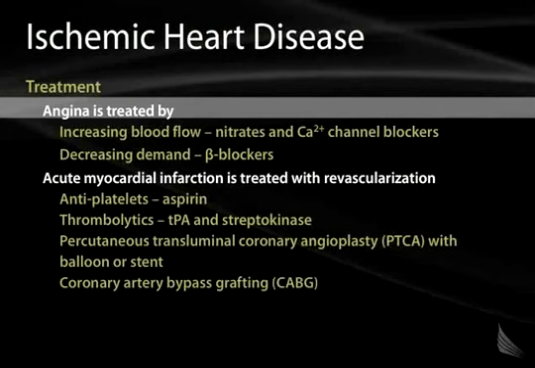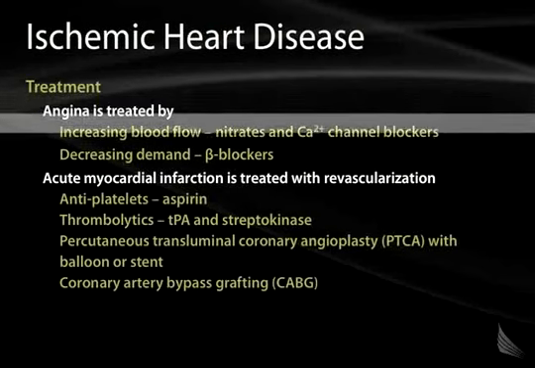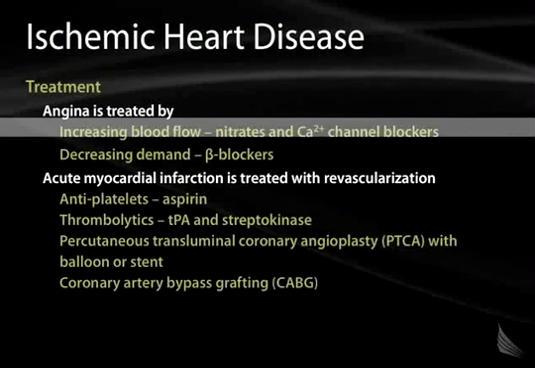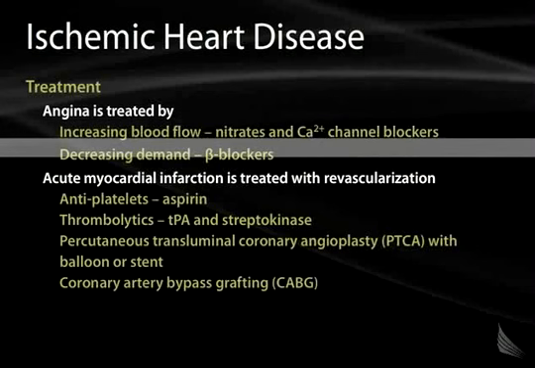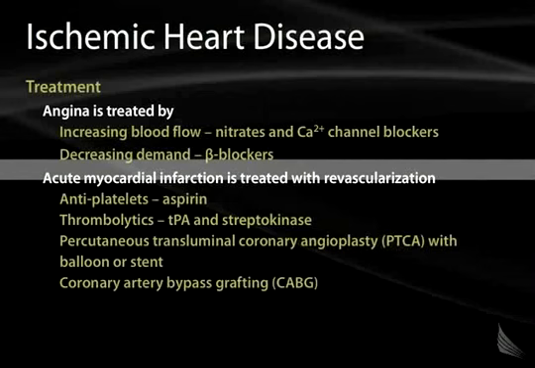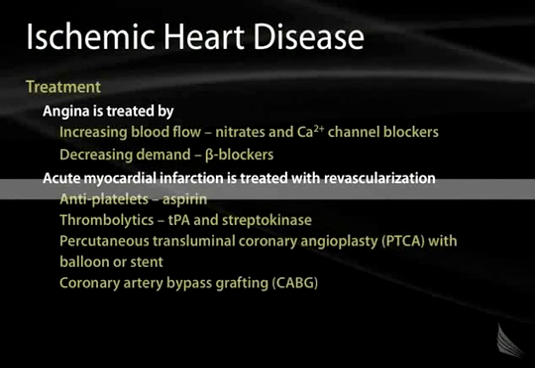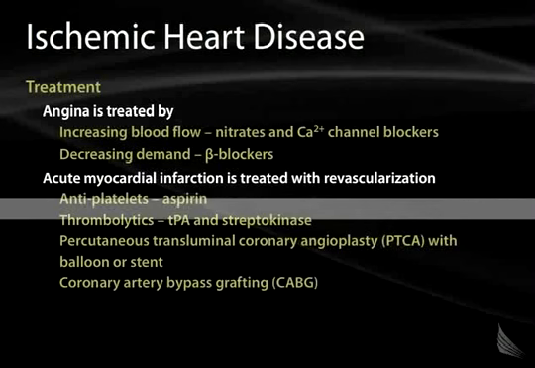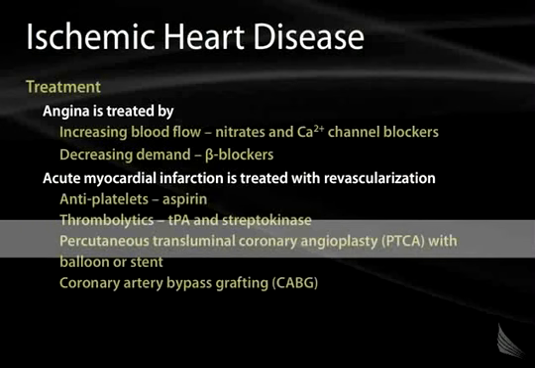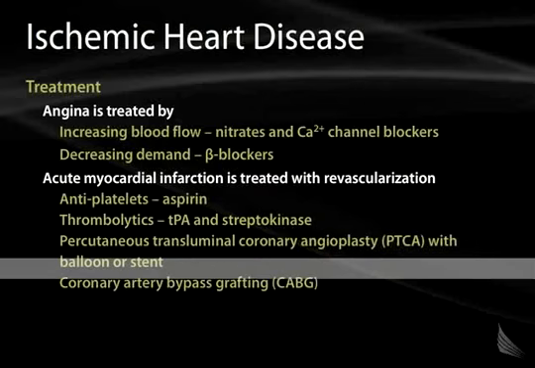Angina is treated by attacking supply and demand. So you increase blood flow with nitrates or calcium channel blockers. You decrease the myocardial oxygen demand with beta blockers. The acute MI is treated with opening up the vessel. You give them antiplatelets such as aspirin, thrombolytics when indicated, such as TPA or streptokinase, or if you're in an institution that provides it, you can do angioplasty with balloon plus or minus stent placement. In patients that have 3-vessel coronary disease or left main disease, you can perform coronary artery bypass grafting.